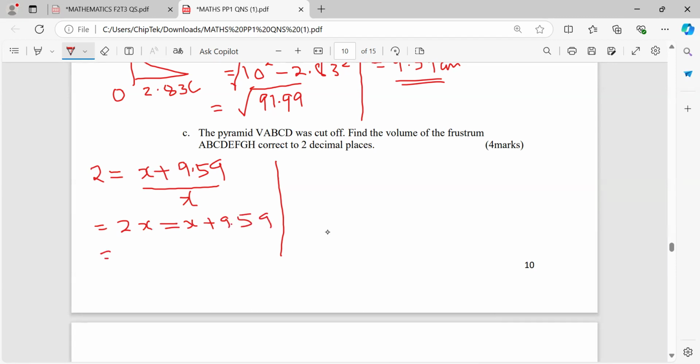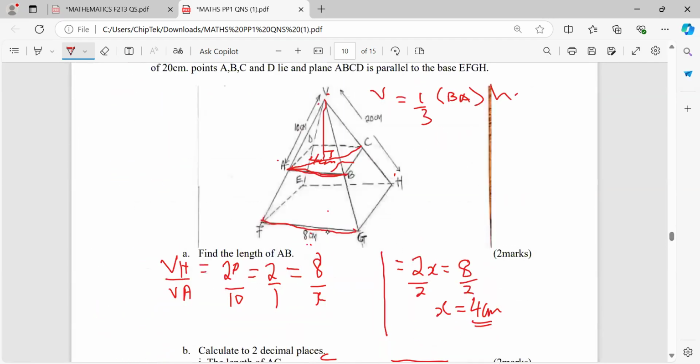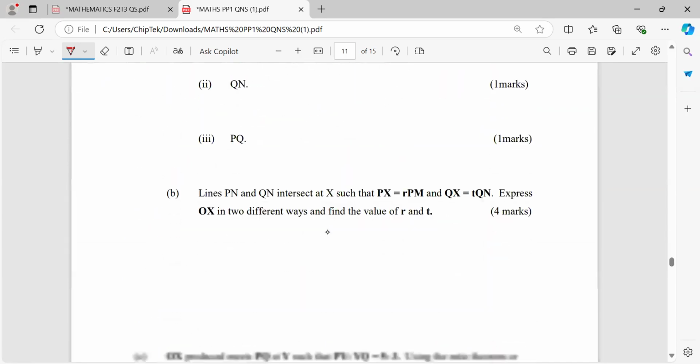So x ukipeleka huku itakuwa minus x, so itakuwa na x equal to 9.59 centimeter. Okay, so ile height ya frustum kutoka hapa mpaka hapa ni x. This is your x. Ukiadd na 9.59 itakupa height ya larger pyramid.